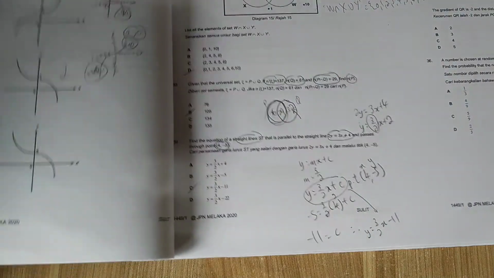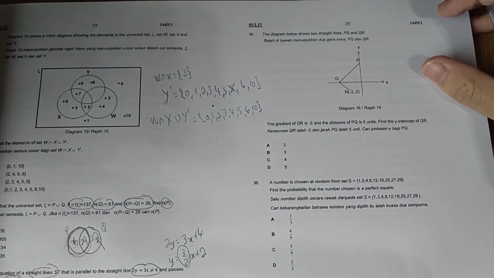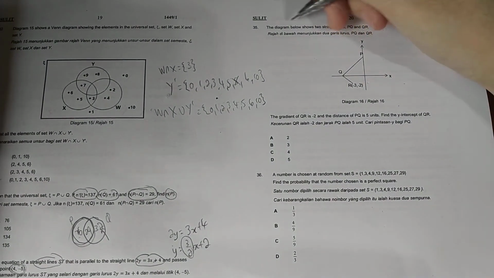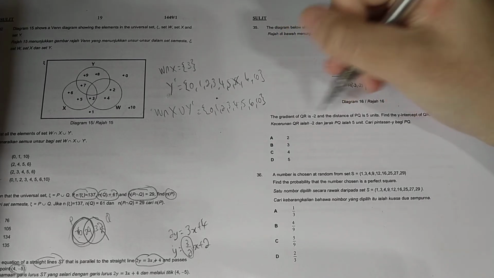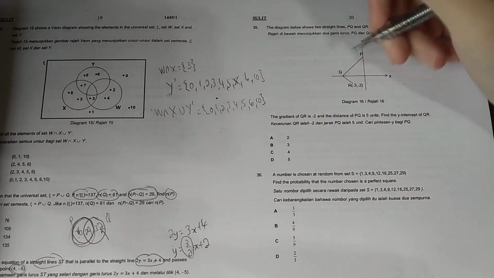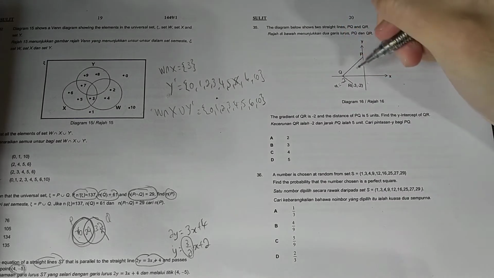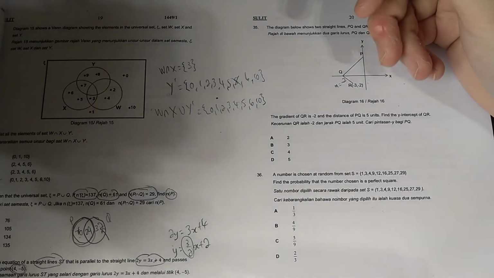Right? So easy, right? Okay, 35. The diagram below shows two straight lines PQ and QR. The gradient of QR is negative 2. Haven't we done this question before? We have, this one. Okay, let me find it, I don't know if I can find it or not.